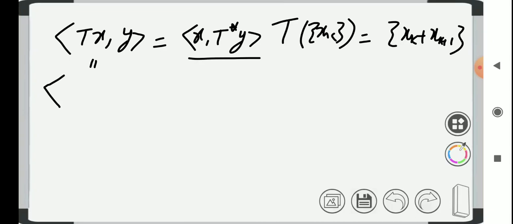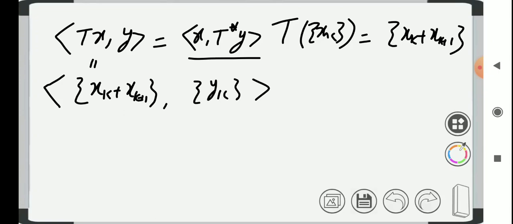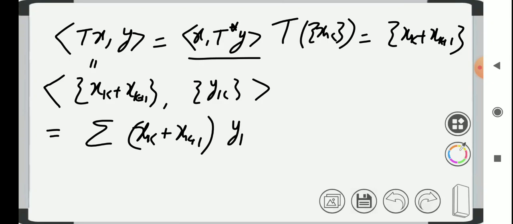it will be simply the inner product of x_{k+1} with y_k, which will be simply the summation of x_{k+1} y_k conjugate, k goes from 1 to infinity.